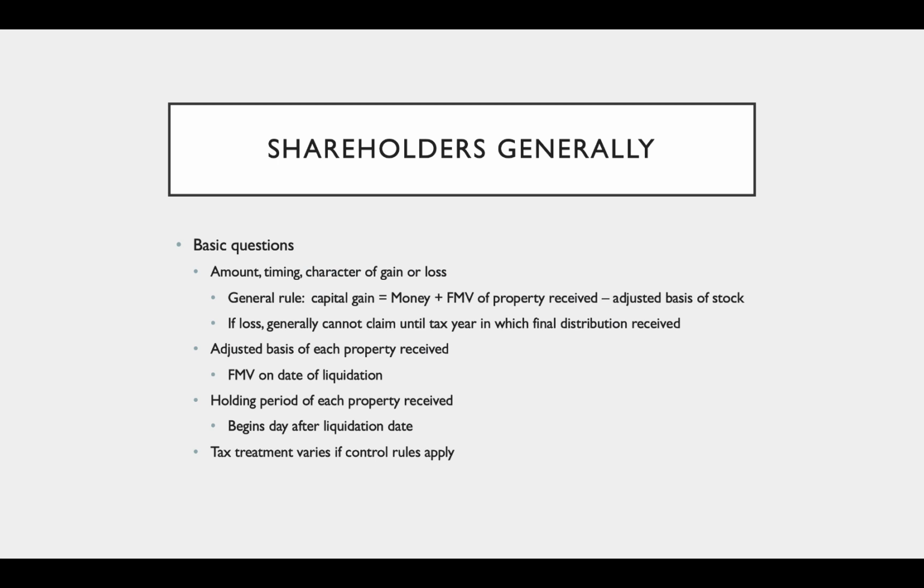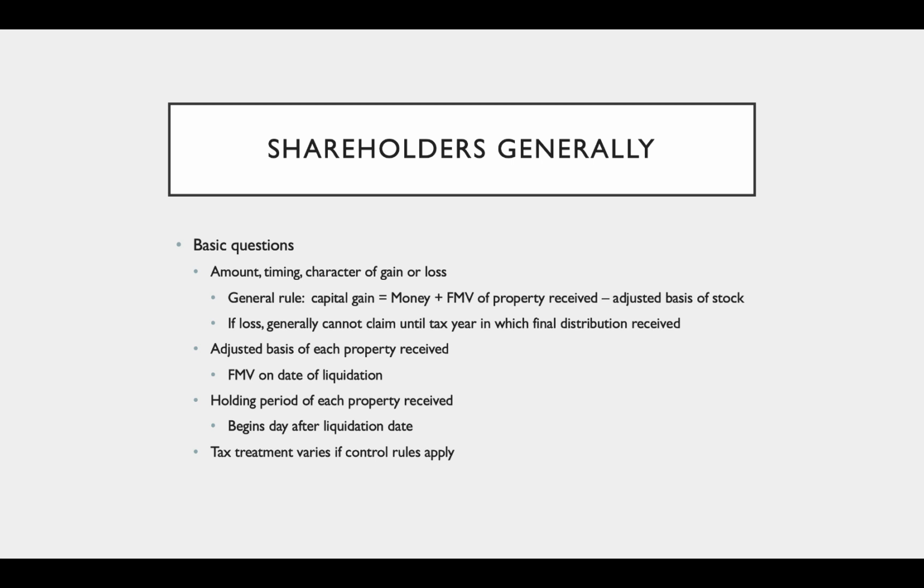First we're going to talk about shareholders and the tax consequences to shareholders who receive assets in liquidation. Basically we treat this like a sale of stock at fair market value. That's basically how this is treated. For the amount, timing, and character of gain or loss, the general rule is we usually have capital gain because usually the stock is a capital asset in the hands of the shareholder. And we measure that gain by the money plus the fair market value of all property received minus the adjusted basis of the stock.